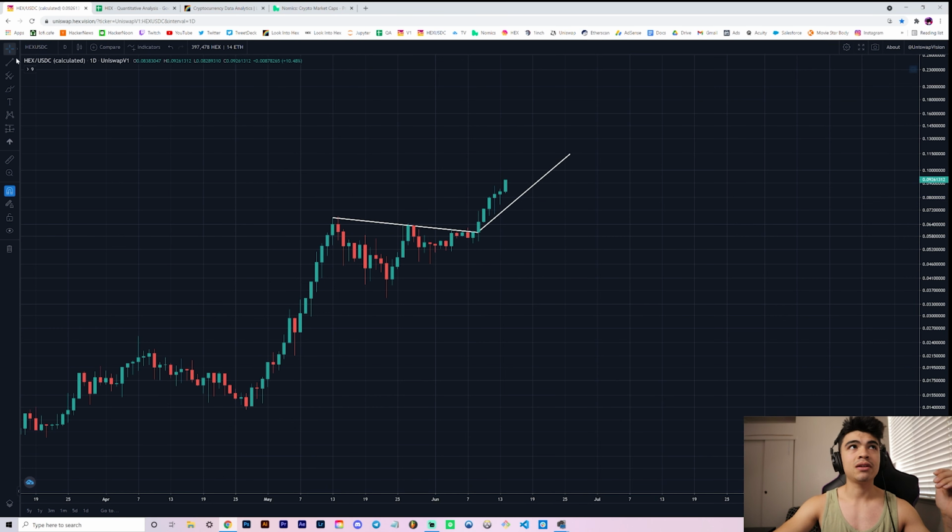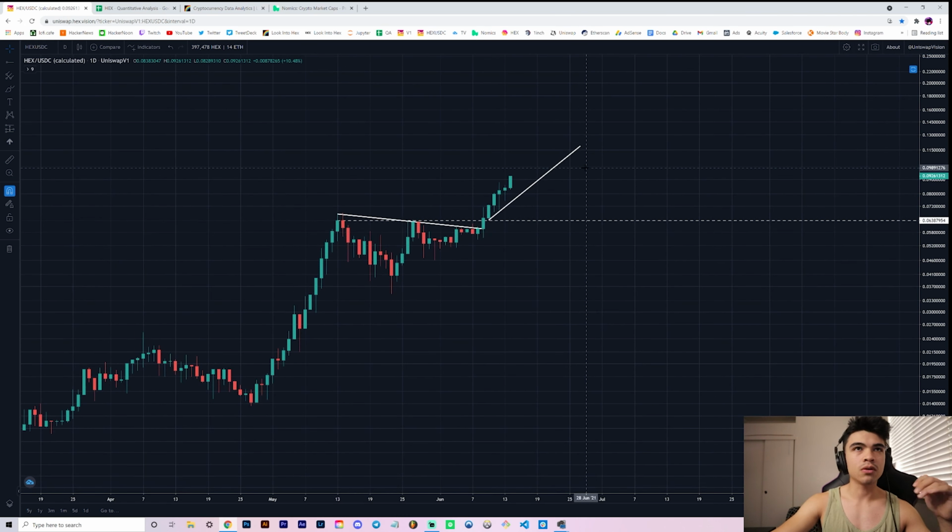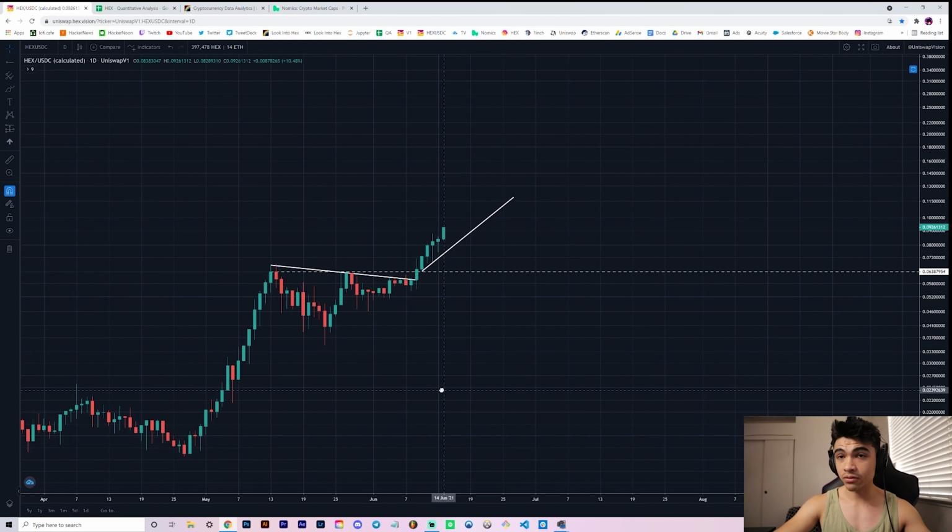If you considered this to be more so of a flat top formation, so something more like this, then our target is slightly higher. Not by much, but it assumes a slightly higher point of resistance, point of breakout, and takes you all the way up to around 11.9 or 12 cents. So 11.5 to 12 cents is our technical target.